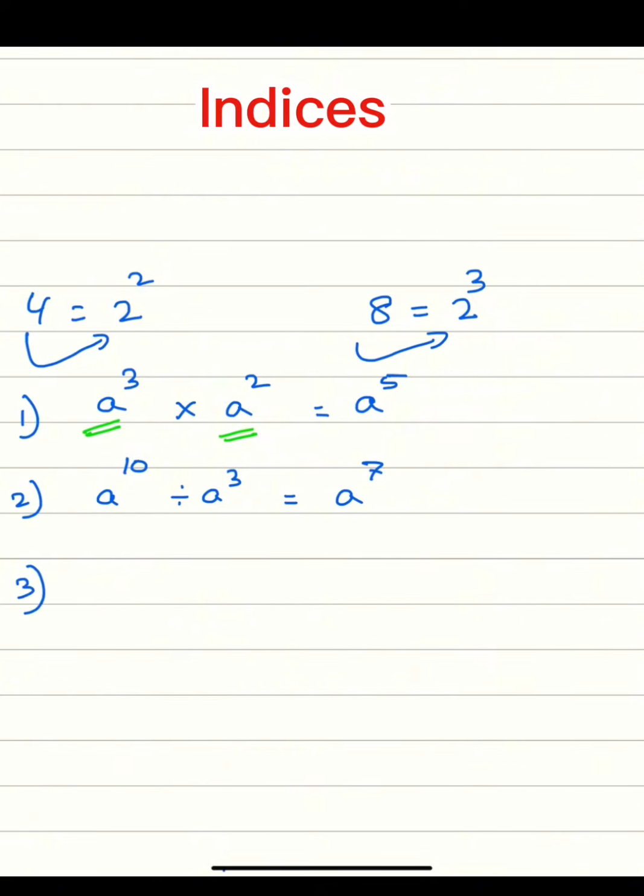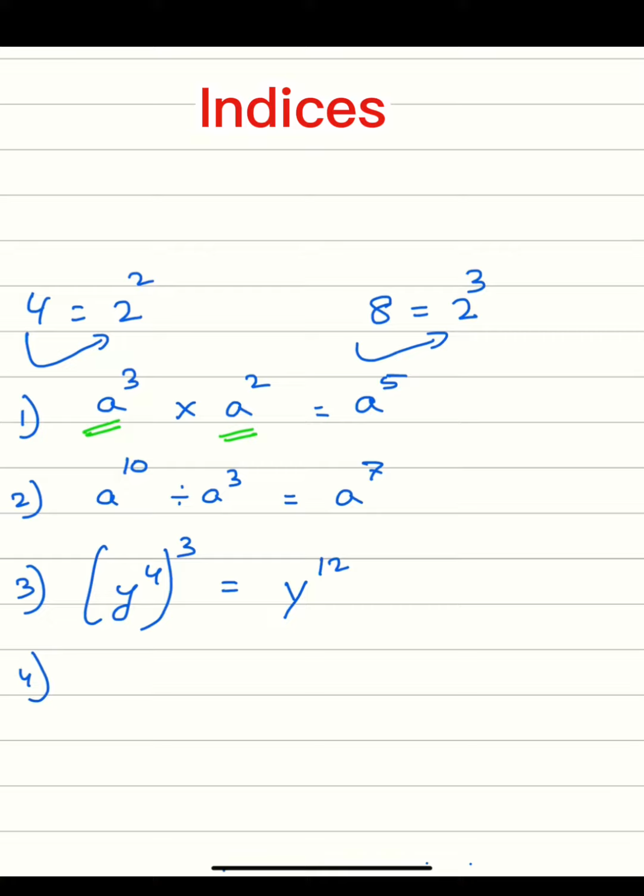Coming to number 3. If I have y to the power 4 whole to the power 3, this is called power above a power. When you have a power above a power, the powers are multiplied. So 4 times 3 is going to give you 12.